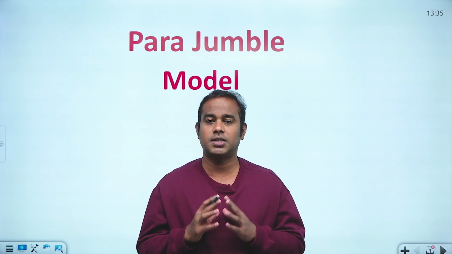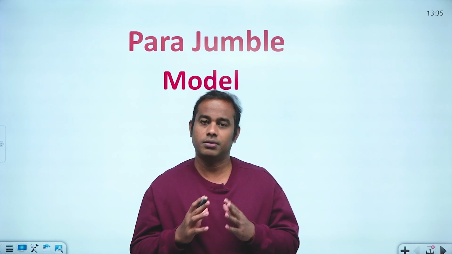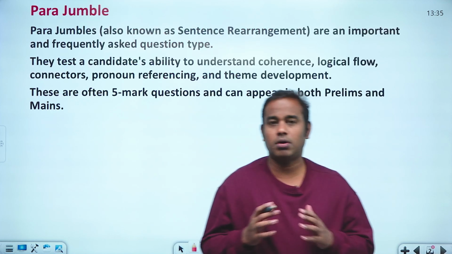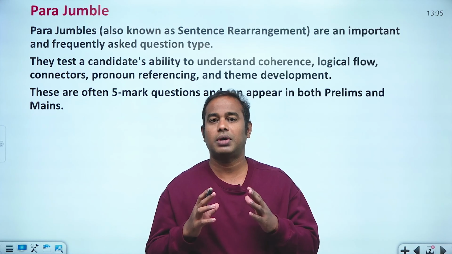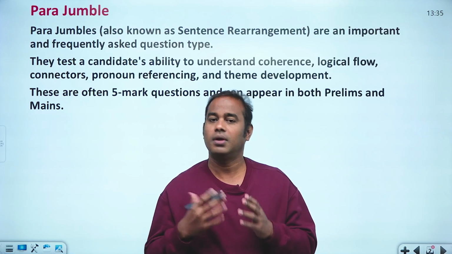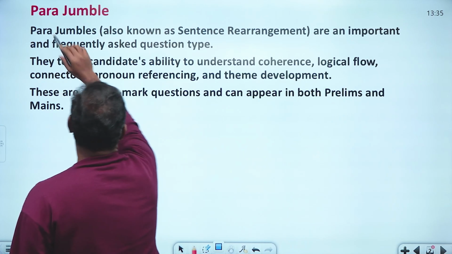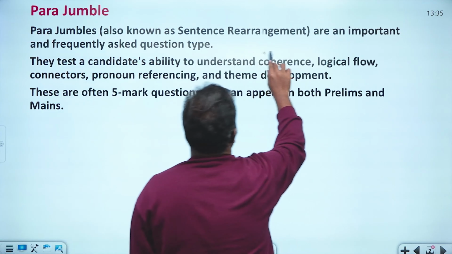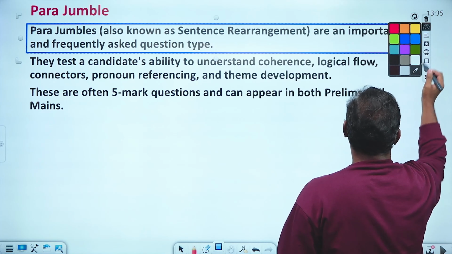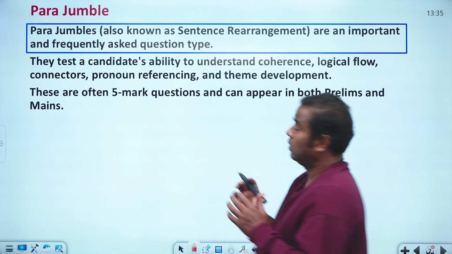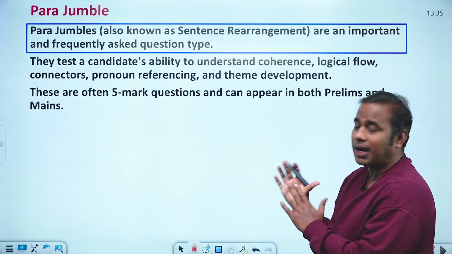In this class, we'll discuss what we mean by para jumble. Let us dive into this topic. First of all, you have to understand how the questions are framed. A para jumble is basically another name for sentence rearrangement. Okay, so this is just another name for this.